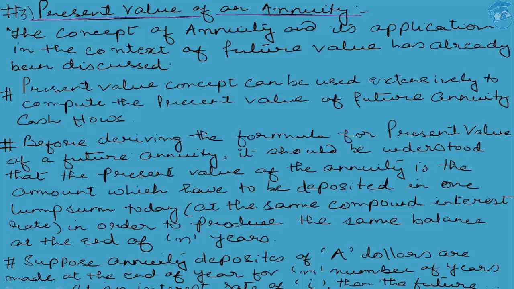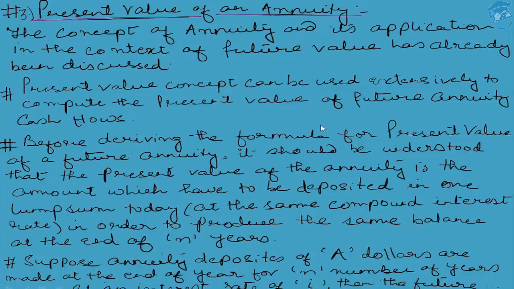Now the third point, students, try to pay attention. Before deriving the formula for present value of a future annuity, it should be understood that the present value of the annuity is the amount which has to be deposited in one lump sum today at the same compound interest in order to produce the same balance at the end of n years. This is the same thing which I have been discussing with you in this particular session. So let's have a look once again.